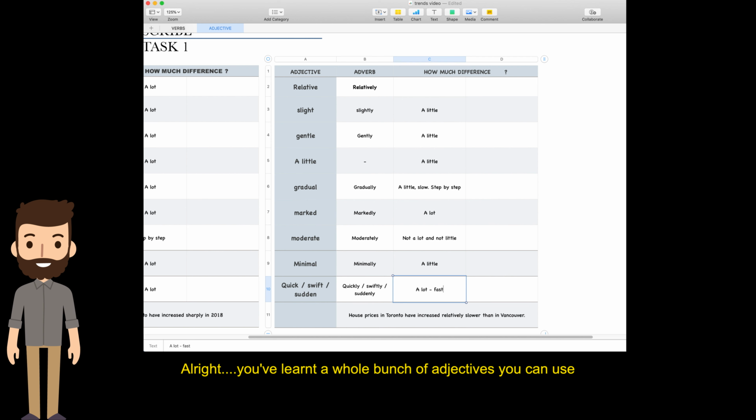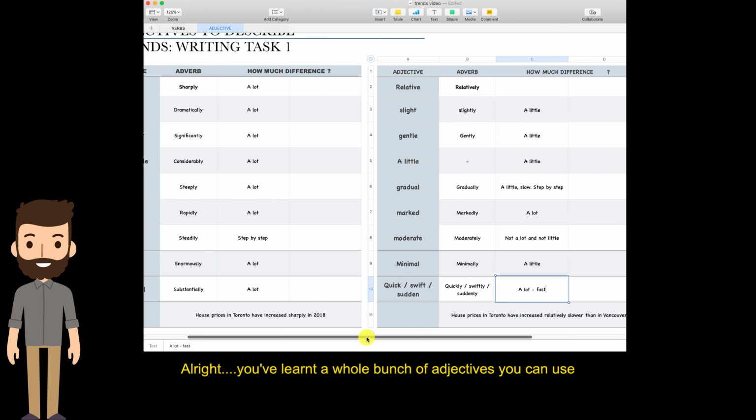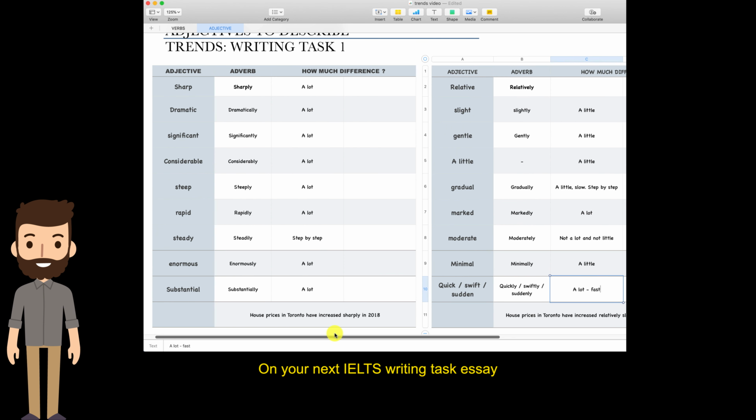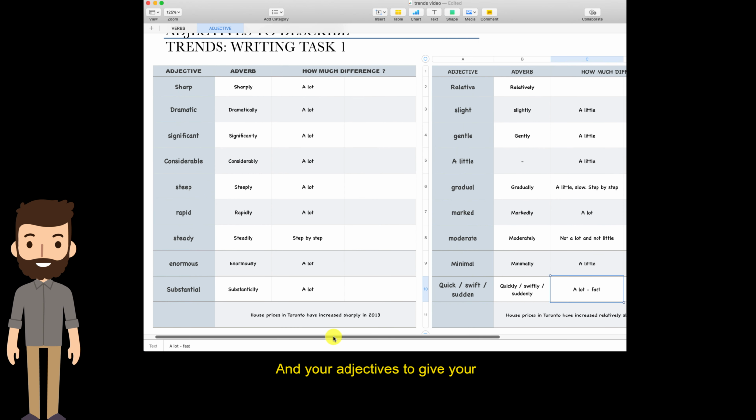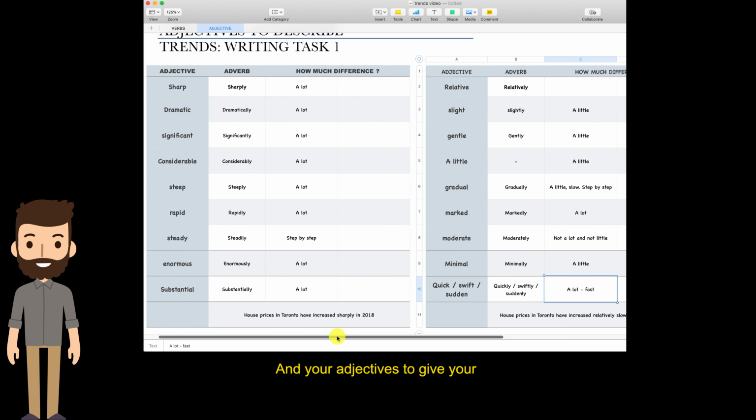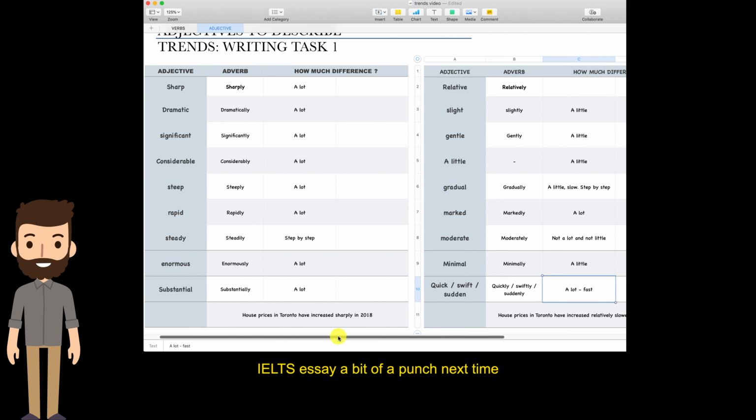All right, so you've learned a whole bunch of adverbs that now you can use in your next IELTS writing task essay, when it comes to trends, obviously. You've also learned a lot of verbs. So make your sentences using the verbs and your adverbs to give your IELTS essay a bit of a punch next time when you write.